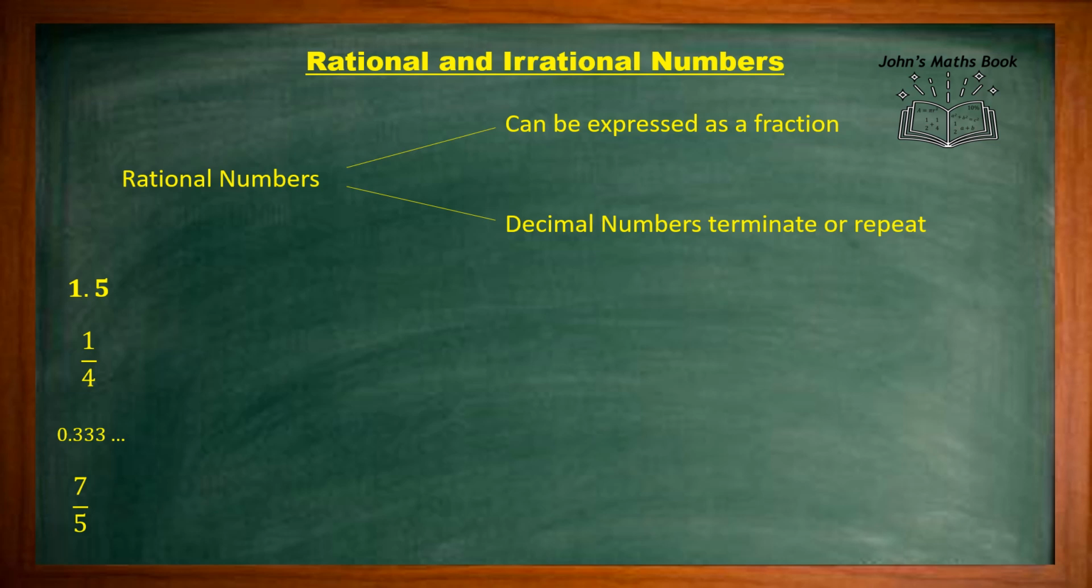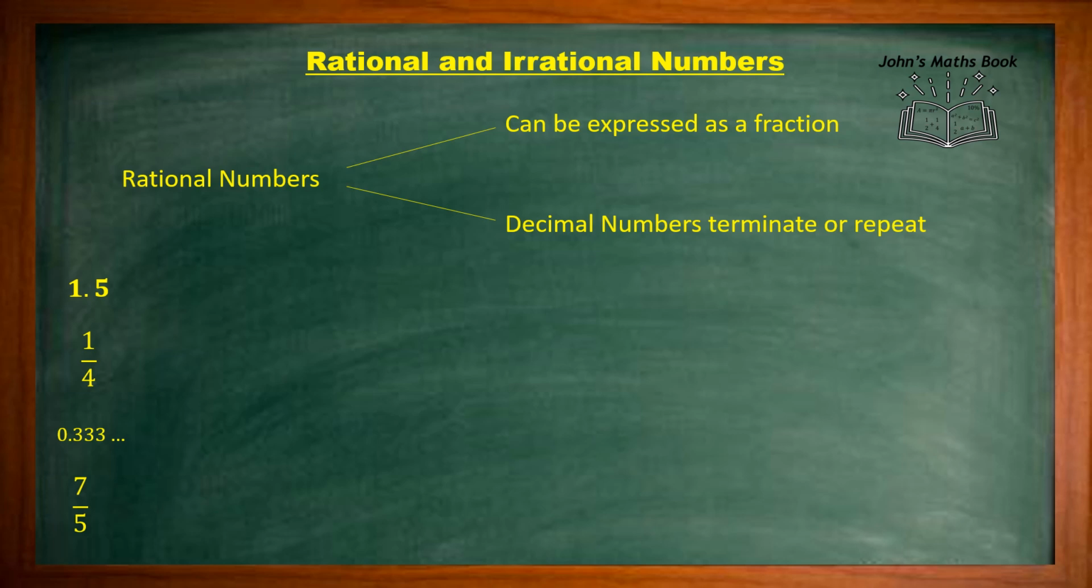In this video, we're going to be looking at what rational and irrational numbers are. We'll start with rational numbers. A rational number can be expressed as a fraction of two integers. If it's a decimal number, then the decimal number terminates or repeats. Now, what we mean by that is the mantissa, or the numbers after the decimal point, terminate or repeat.